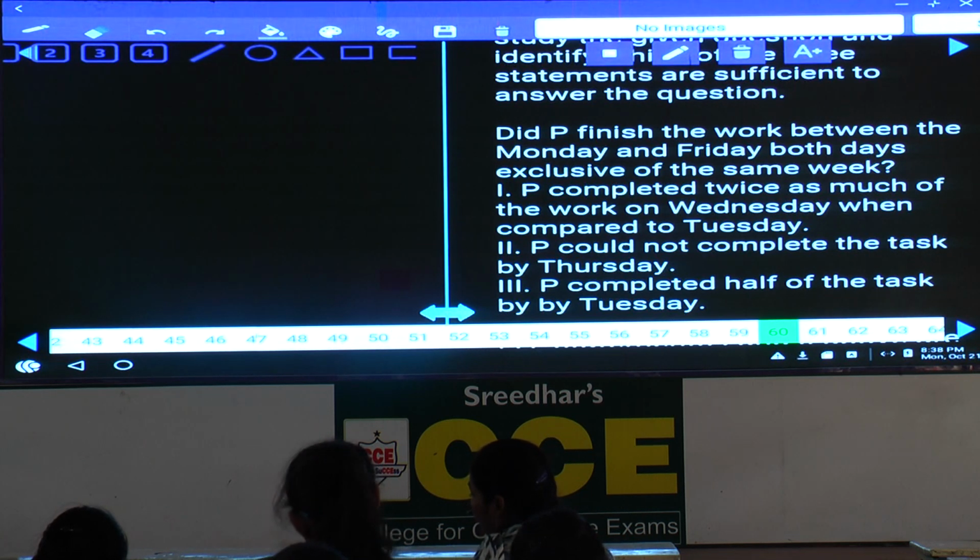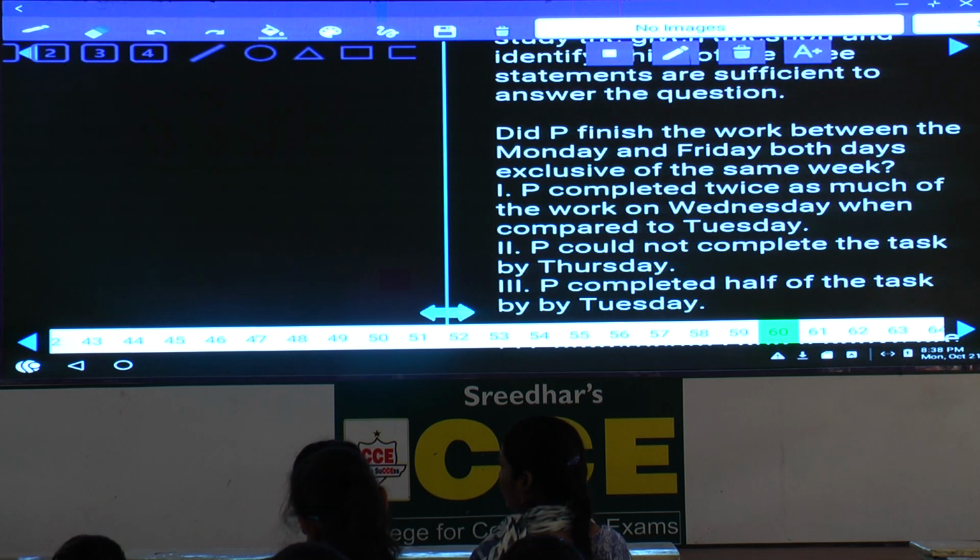That means Tuesday, Wednesday, Thursday is ruled out, and the remaining are Monday and Friday, with no information. Hence 1 and 2 are not sufficient. Then by combining 1 and 2, the choice 2 and 2 and 3. Now if you combine 2 and 3, P could not complete by Thursday, and P could not between Monday and Friday.